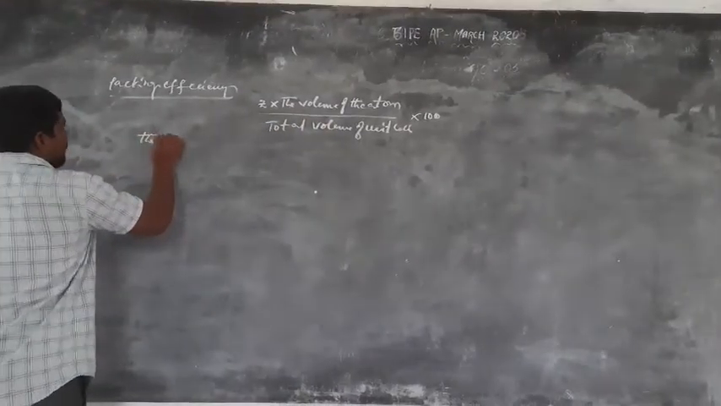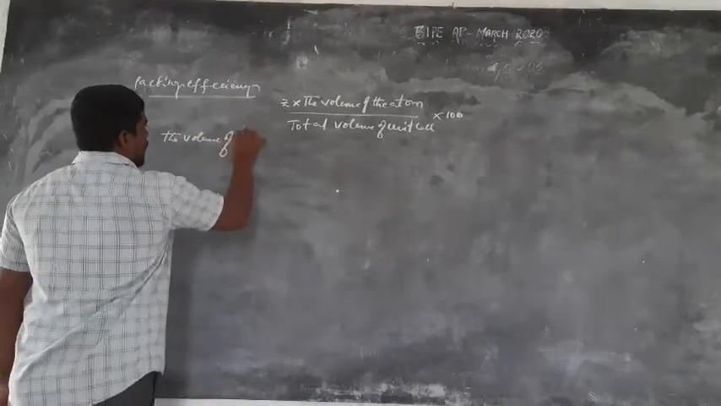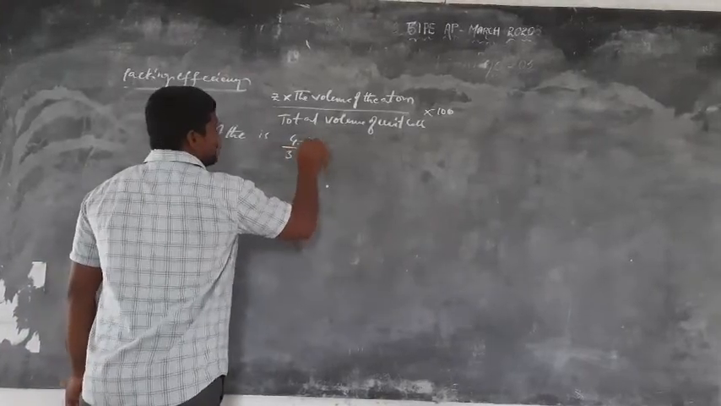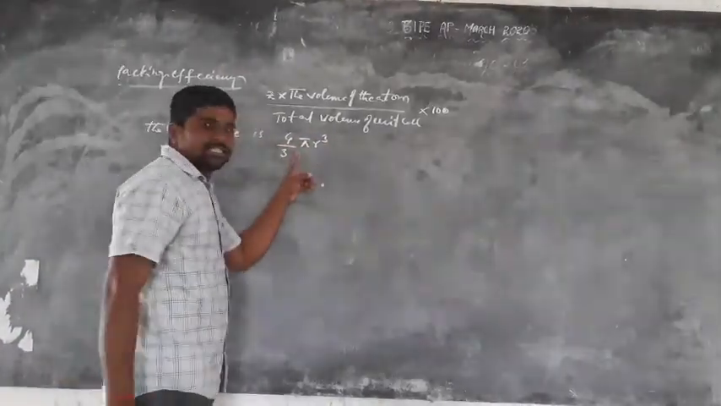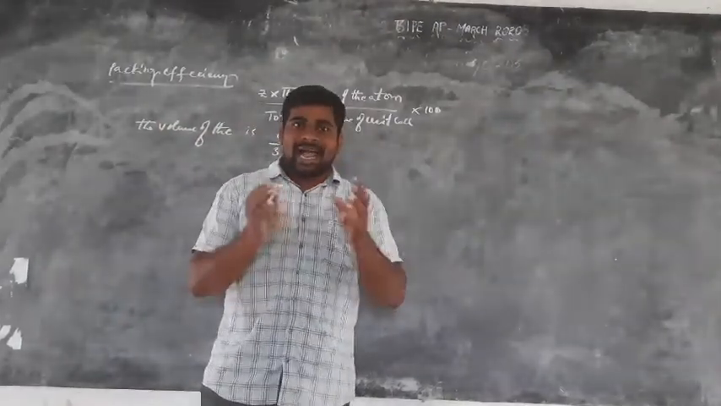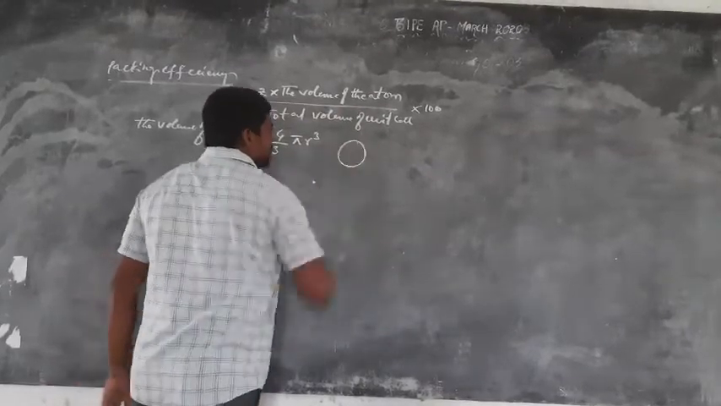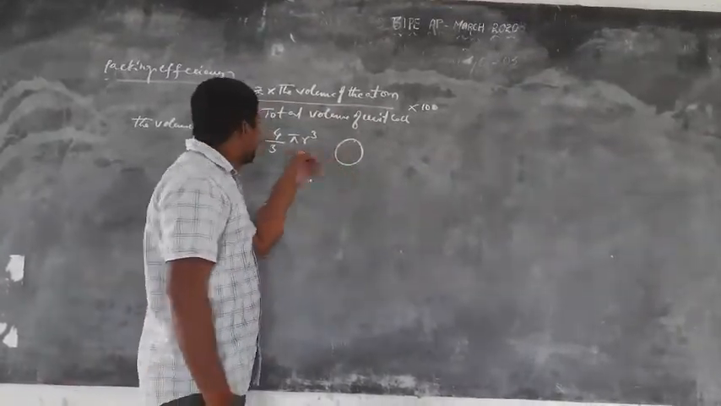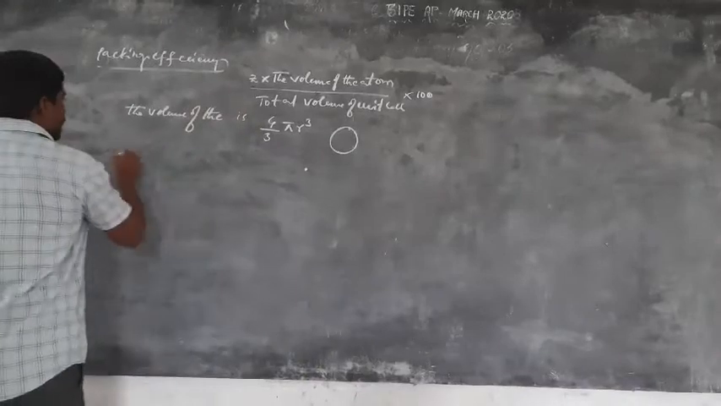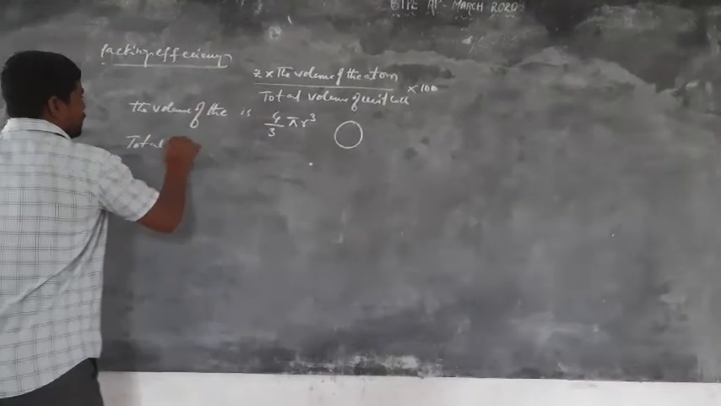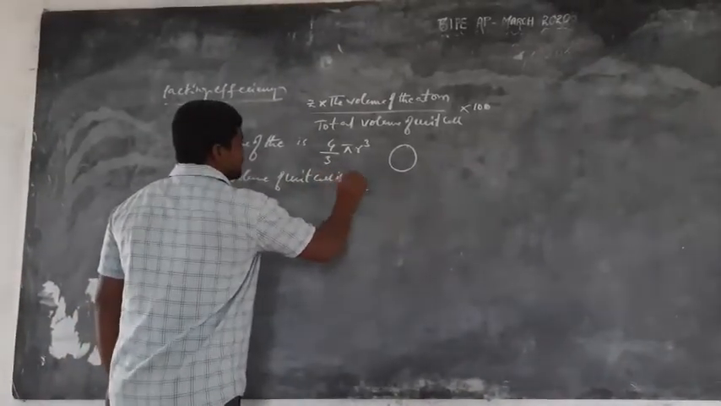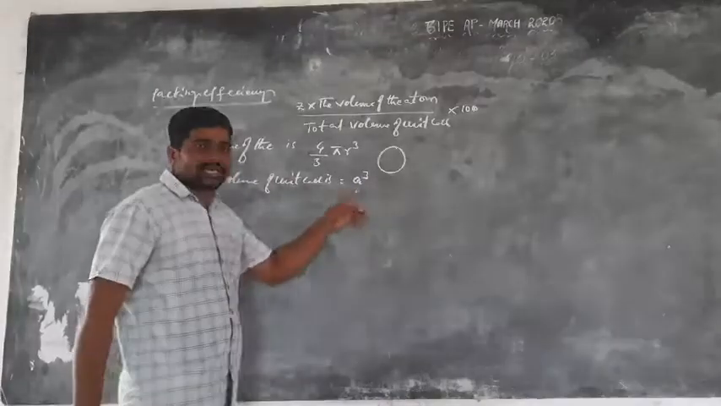Suppose, what is the volume of the atom? The volume of an atom is 4 by 3 pi r cube. Why? Because atoms are present in the unit cell like spheres. So the volume of the sphere is 4 by 3 pi r cube. Next, the total volume of the unit cell is a cube.